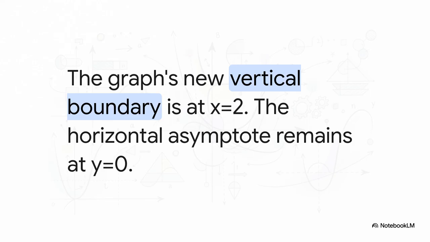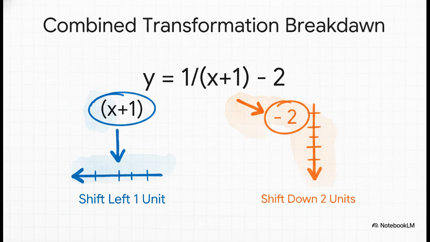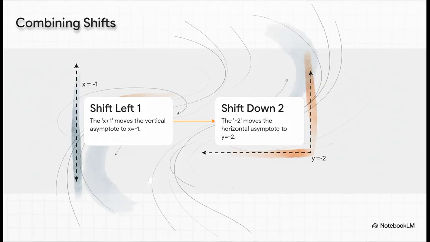All right, you've seen a vertical shift, you've seen a horizontal shift. Now let's put it all together. You ready for this? This equation here has a change inside the denominator and a number hanging out on the outside. That means we're going to do both shifts at once. We literally just read the instructions right off the equation.